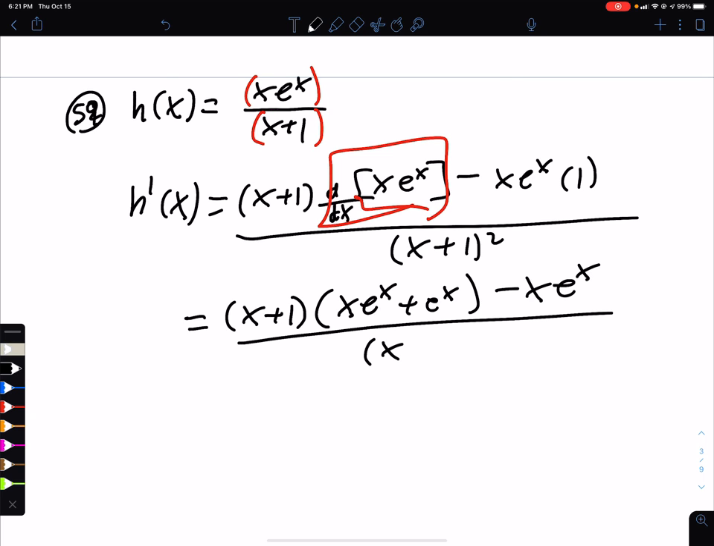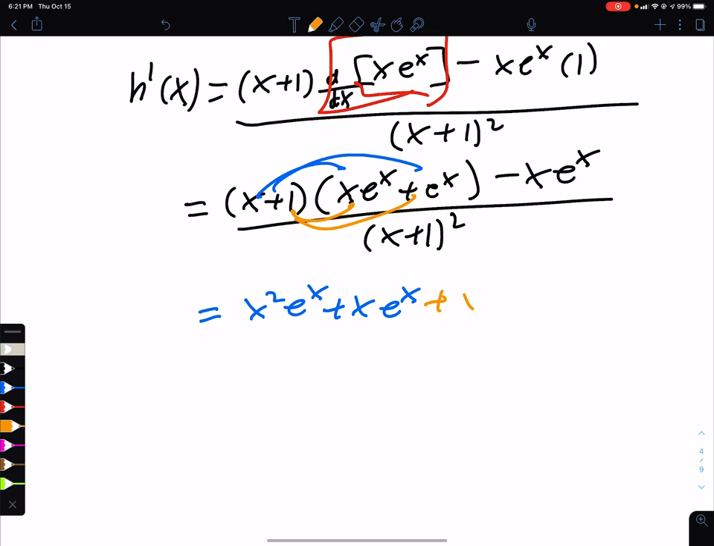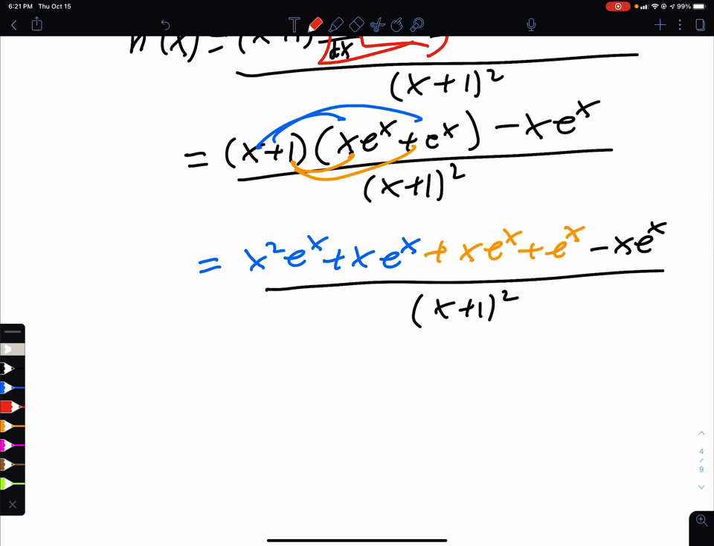Now it's time to simplify. I need to distribute. This x needs to be distributed to both of those. So I'll get x squared e to the x plus x e to the x. The 1 needs to be distributed, so plus x e to the x plus e to the x. And I have the rest of the equation on top. And now I start combining terms, and I'm happy to see those will be gone.